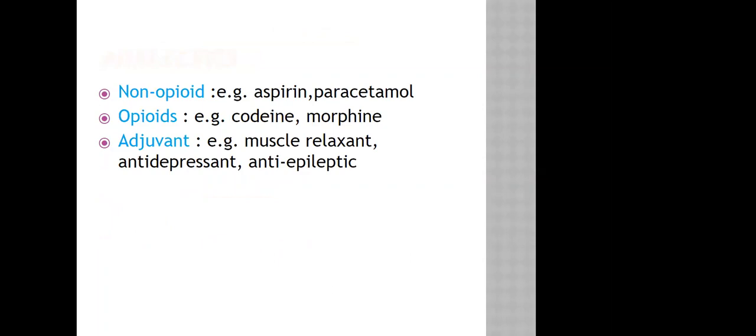The next is analgesics: non-opioid, opioid, and adjuvant. First we'll see the non-opioid. The non-opioids include acetaminophen and the non-steroidal anti-inflammatory drugs, NSAIDs, such as aspirin and paracetamol.